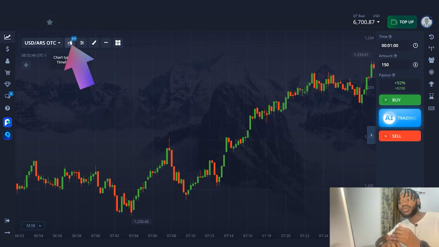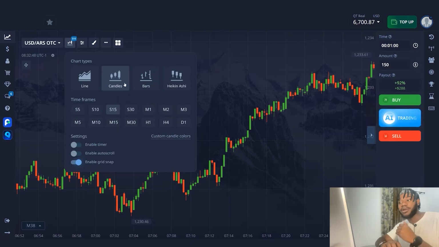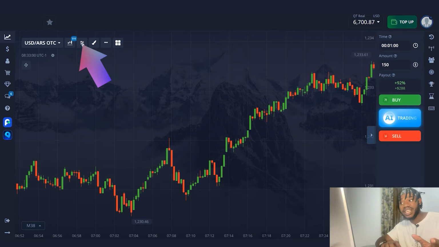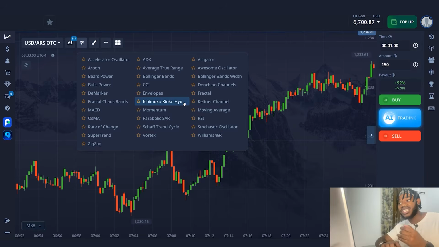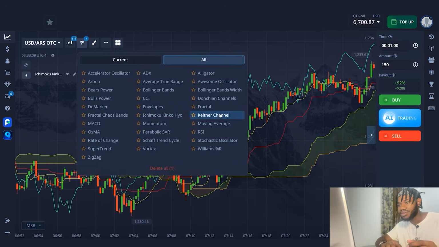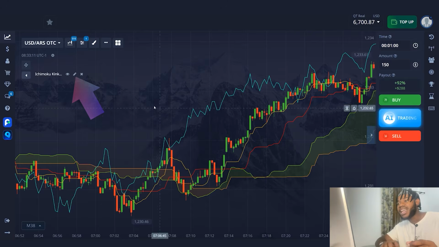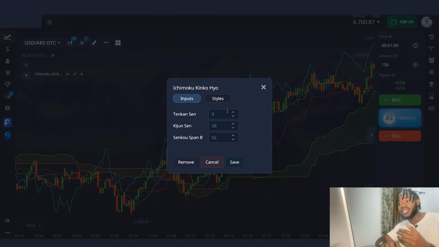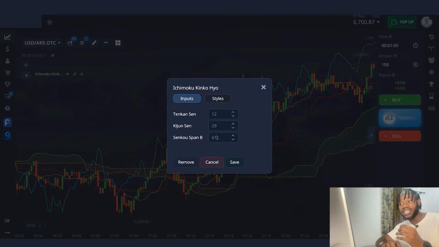In this strategy, I will use a candle chart time. The time frame will be 15 seconds. This is a fast strategy, so it's important for me to see the slightest price changes. Now turn on the indicator. To do this, open the indicator section and select Ichimoku Kinko Hyo. In the indicator settings, the parameters are Tenkan Sen 12, Kijun Sen 29, Senkou Span B 61.